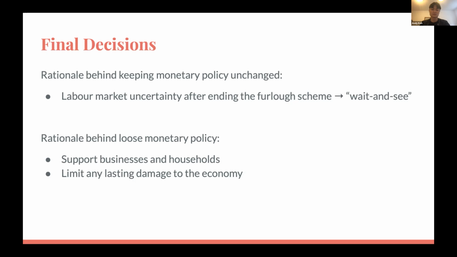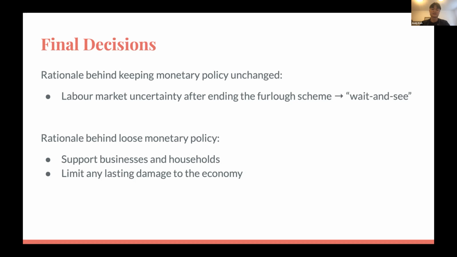The BOE also implemented quantitative easing by the purchase of bonds, which includes both corporate bonds and UK government bonds. According to the May 2020 Monetary Policy Report, monetary policy was aimed at supporting businesses and households through the crisis and limiting any lasting damage to the economy. Monetary policy loosening will bolster cash flows, help maintain the flow of credit, and support asset prices.